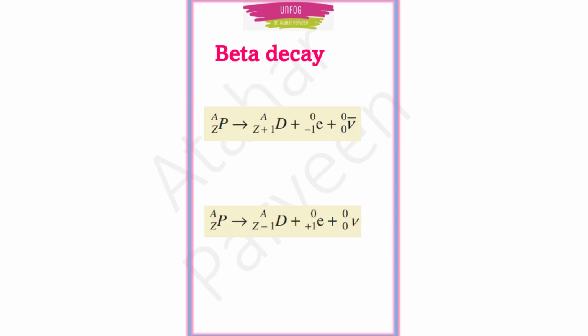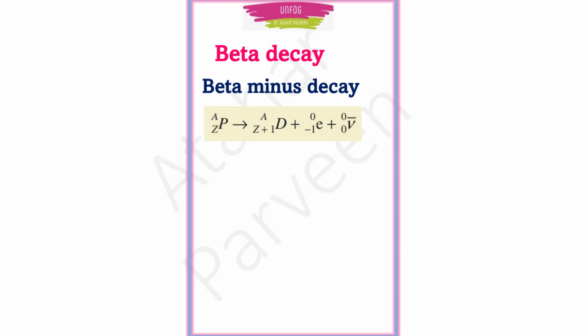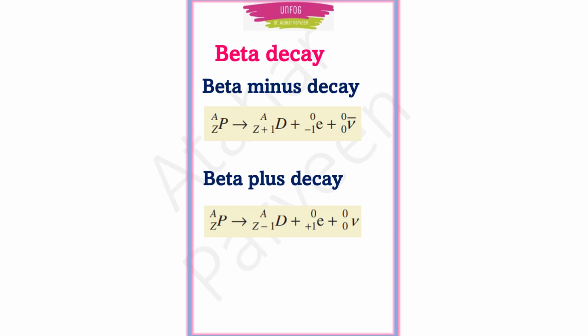If it is a beta decay, two types of beta decay will happen. One is where an electron and an antineutrino are emitted, and the other where a positron and a neutrino are emitted. Okay, see, that first part is known as beta minus decay, and the second is known as beta plus decay. Means beta decay is of two types.